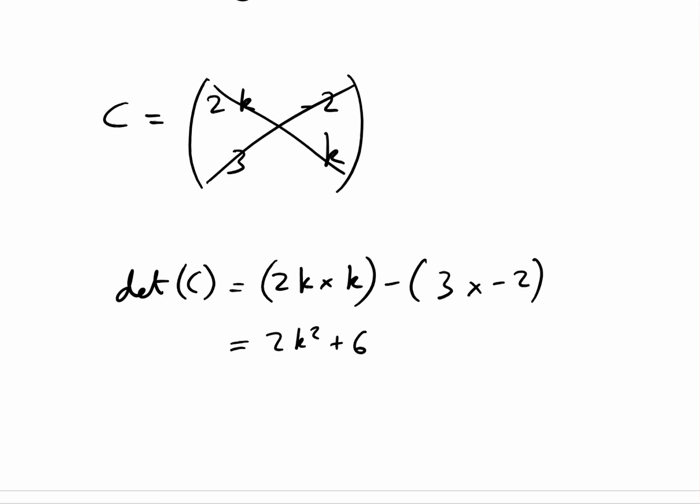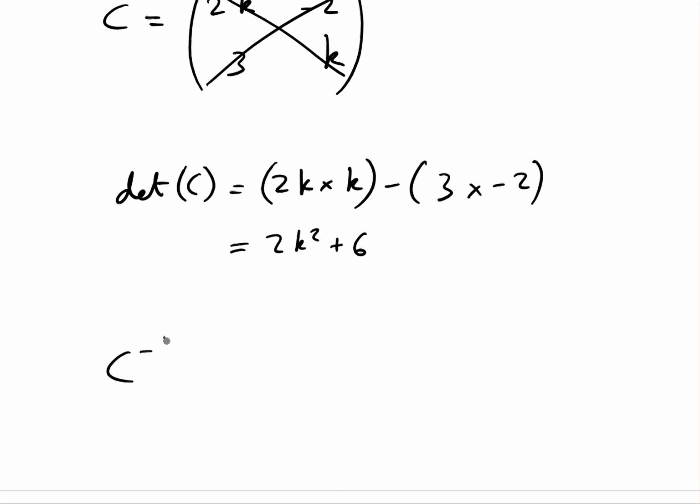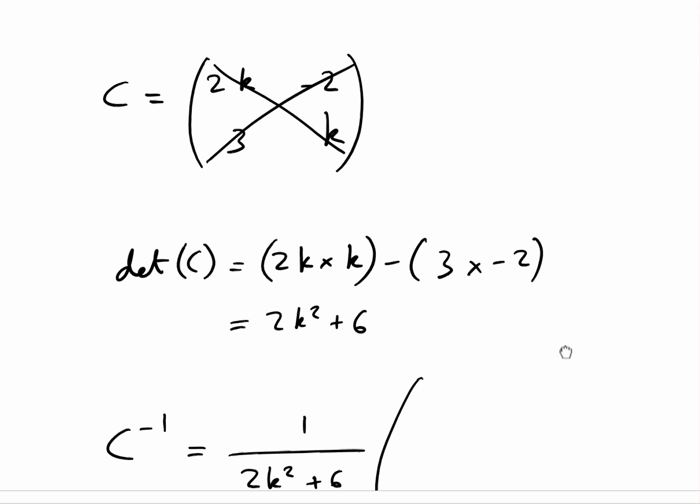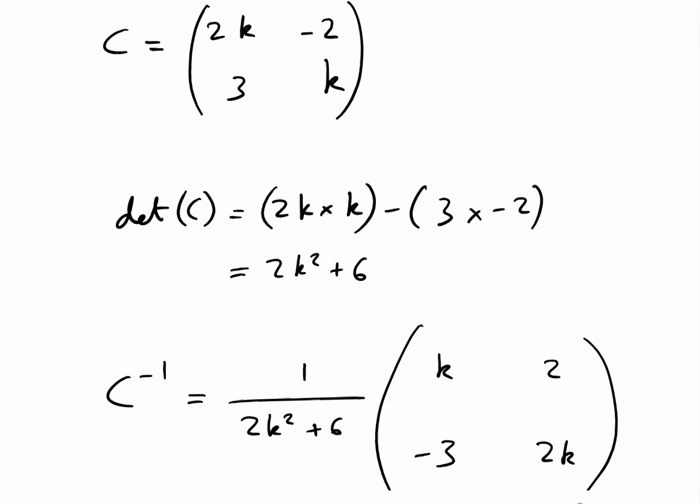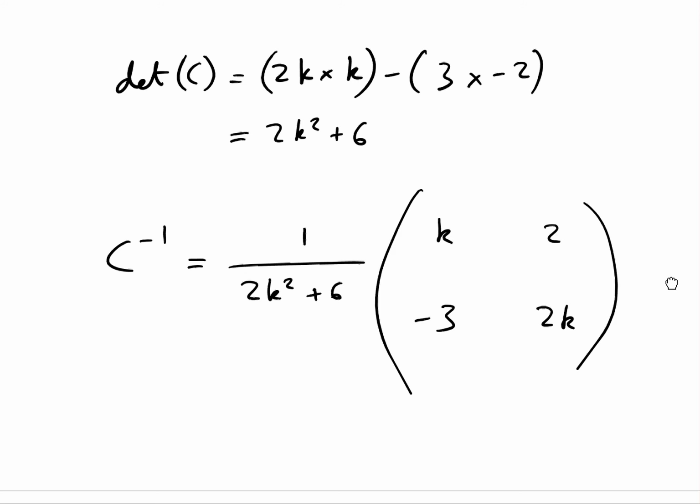Right, next process to find C inverse. So C inverse is going to be 1 over the determinant, which is 2k squared plus 6. Then we're going to have to fiddle around with this matrix here. We're going to swap the leading diagonals, so the 2k and the k are going to swap, giving k and 2k. Then we're going to negate this diagonal. Whereas before we had 3, now we're going to have minus 3. And whereas before we had minus 2, now we're going to have 2. And that is C inverse. So that's all there is to it.